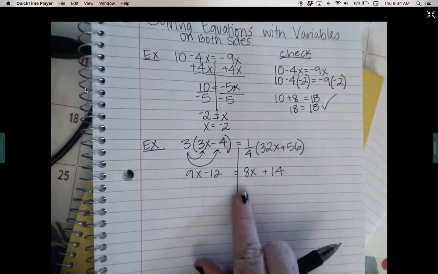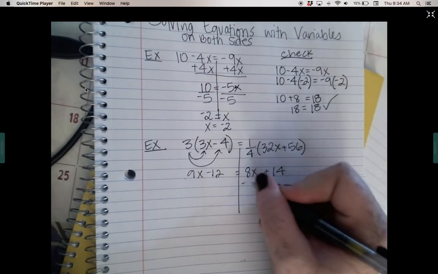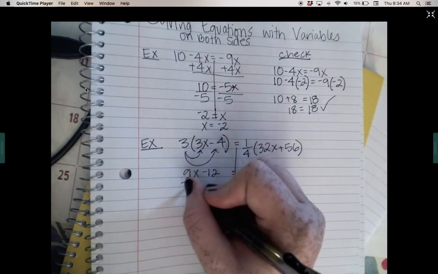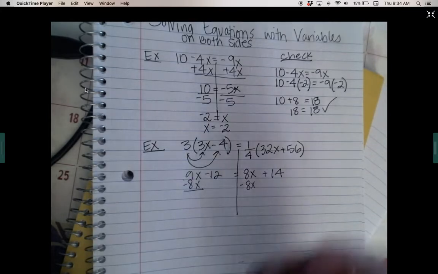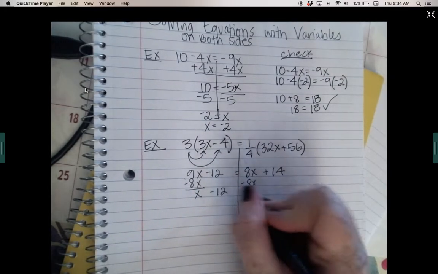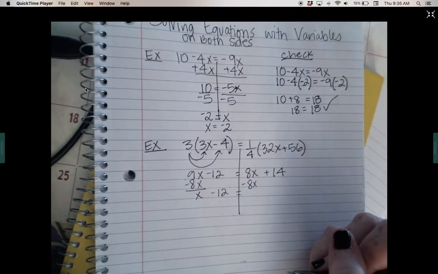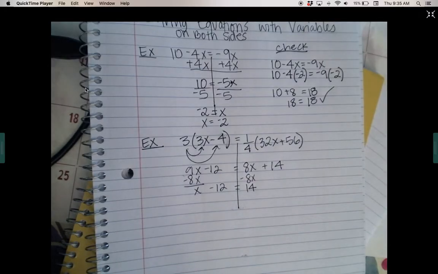So I'm going to bring this 8x over because then I know that I won't end up with a negative answer. Because I subtract 8x, subtract 8x, 9x's minus 8x's is 1x minus 12 equals 8x's minus 8x's is 0, so I just have 14. And now I have x minus 12 equals 14. How am I going to get the x isolated? Plus 12.